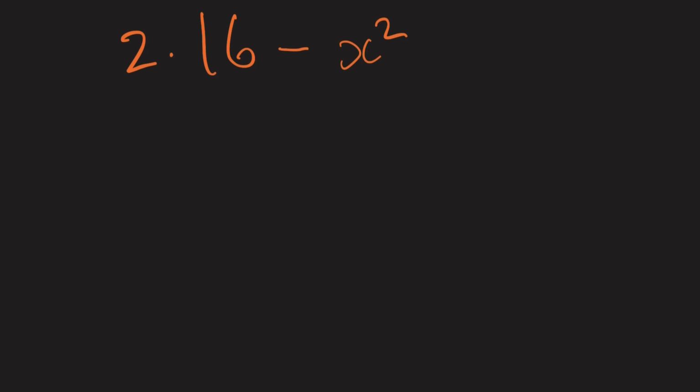Now on to the next question. Question number 2, 16 minus x squared. So let's try to factorize this. The first thing we have to check is, are they both squared numbers? Let's start off with the x here. Because the x has this 2 on top, we know this has to be a squared number. You can make that by doing x times x.